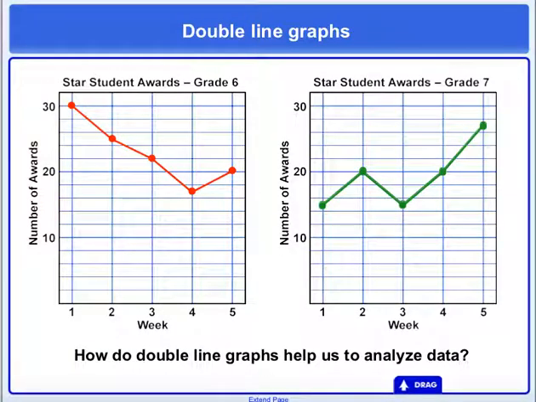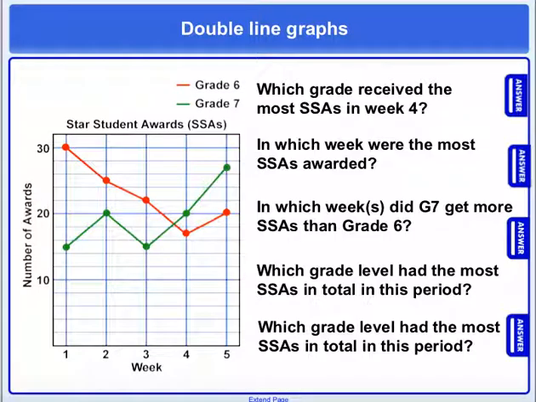Okay, a couple more line graphs. We can put 2 lines on a graph. So if we combine these two, we can learn some good things about it. Okay, we can see how the trends changed from grade 6 to grade 7. Okay, and you can answer those questions for yourself.